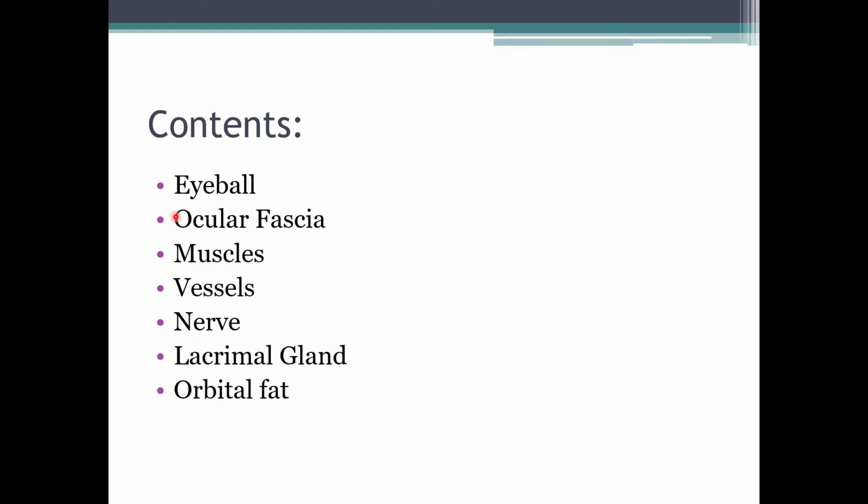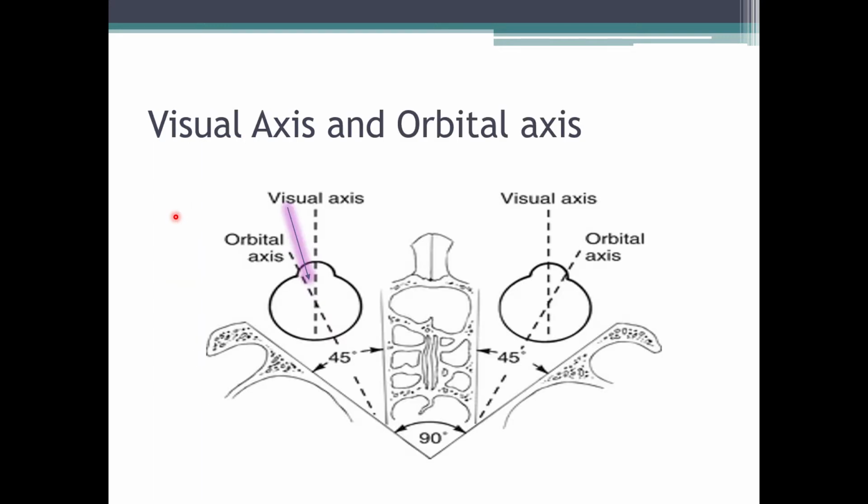Before going towards the orbital fascia, let me first discuss with you the visual axis and the orbital axis. This is a one marker question which you can be asked during your viva or during your examination even. So what is basically the visual axis and the orbital axis?